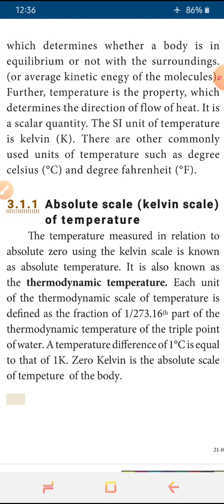And next is the absolute scale or Kelvin scale, discussed here. The temperature is measured in relation to the absolute zero. It is compared with absolute zero, so that's why it is called absolute temperature. It is also called thermodynamic temperature. This value is defined here as 1 by 273.16 part of the thermodynamic temperature of the triple point of water.